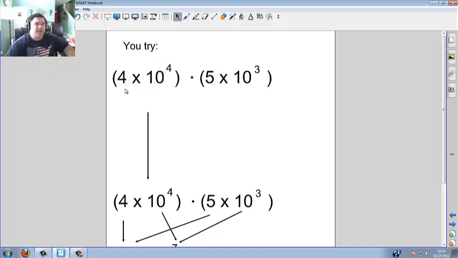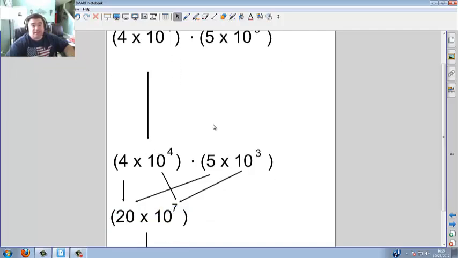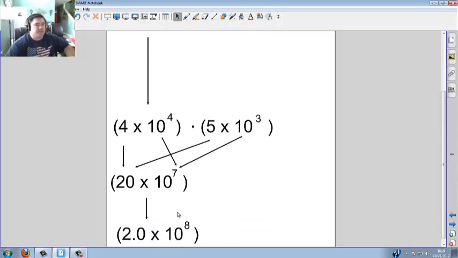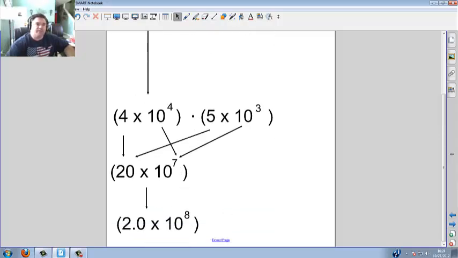Hopefully you got this. 4 times 5 is 20. 4 tens and 3 tens make 7 tens. Beyond 10, so I'm going to divide 10 here and add the 10 here. 2.0 times 10 to the 8th.